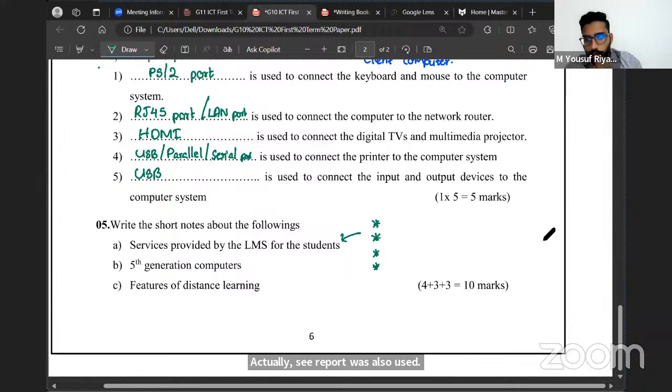For all three, you have to write short notes and send. I mean, you don't have to do it now. I'm saying if you're answering your question, you can just talk about that. So in LMS, you can talk about that, right? Then, in terms of fifth generation computers, you can talk about that.